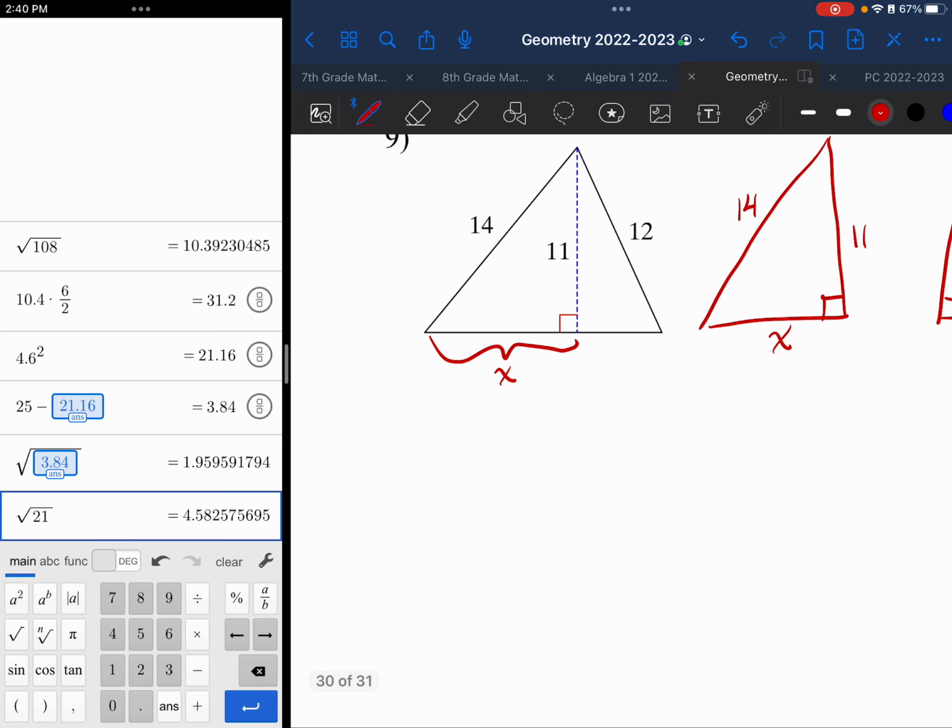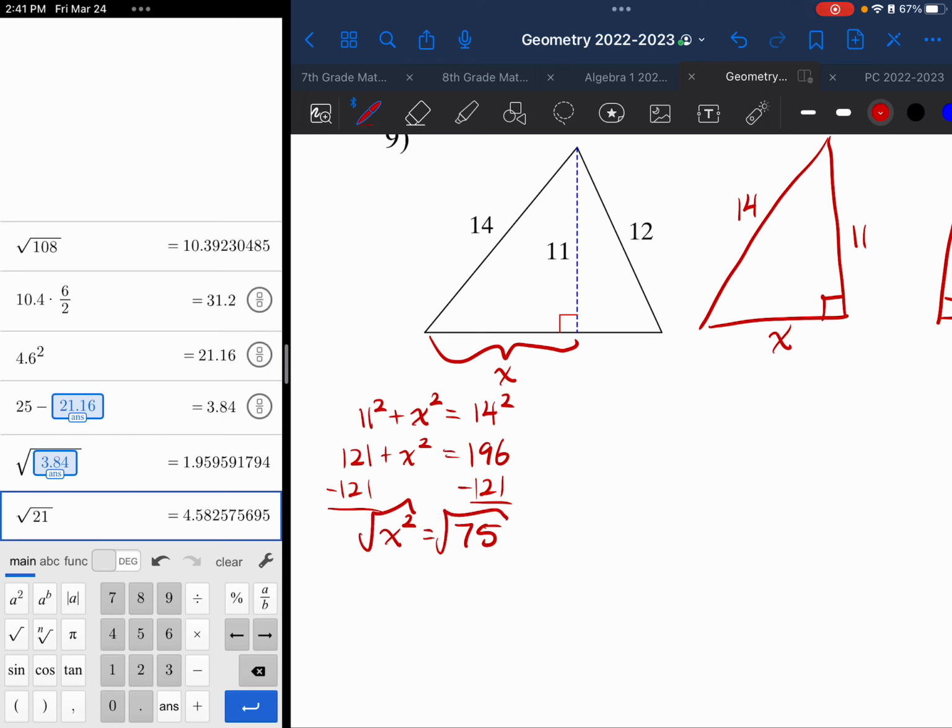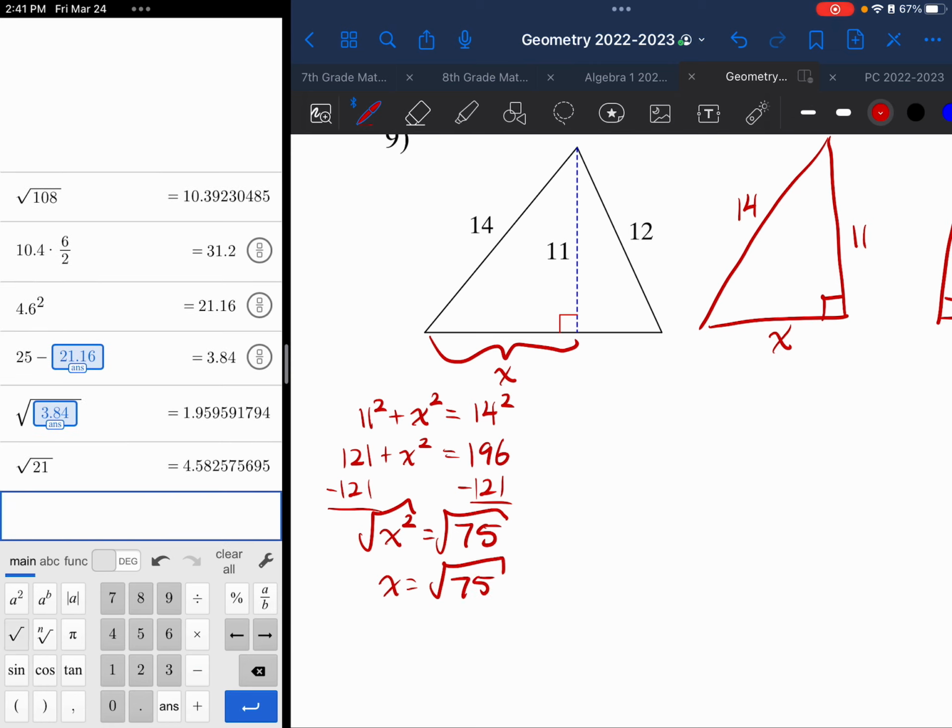So I'm going to say leg squared, 11 squared, plus the other leg squared, x squared, is going to be equal to the hypotenuse squared, 14 squared. 121 plus x squared is equal to 196. Subtract 121, subtract 121. And I get x squared is equal to 75. Then from here, I'm going to square root both sides, and I get x is equal to square root of 75, which I don't know off the top of my head. Calculator, help me out. Square root of 75 is roughly 8.7. I'm rounding. It's not 8.6. We're rounding up to 8.7.